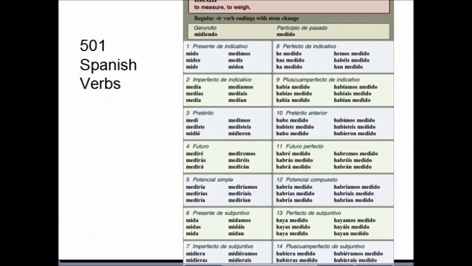What it does for you is it breaks down all of the different ways that you can conjugate a verb. The verb on this page that we're looking at is medir, and it means to measure or weigh, and it'll show you how to conjugate the verb in all different ways. You've got the present tense, the imperfect, preterite, future, the conditional, the present subjunctive, the imperfect subjunctive. Over here on the right, what you'll notice is that we have the past participle, which I was talking about on the last slide.